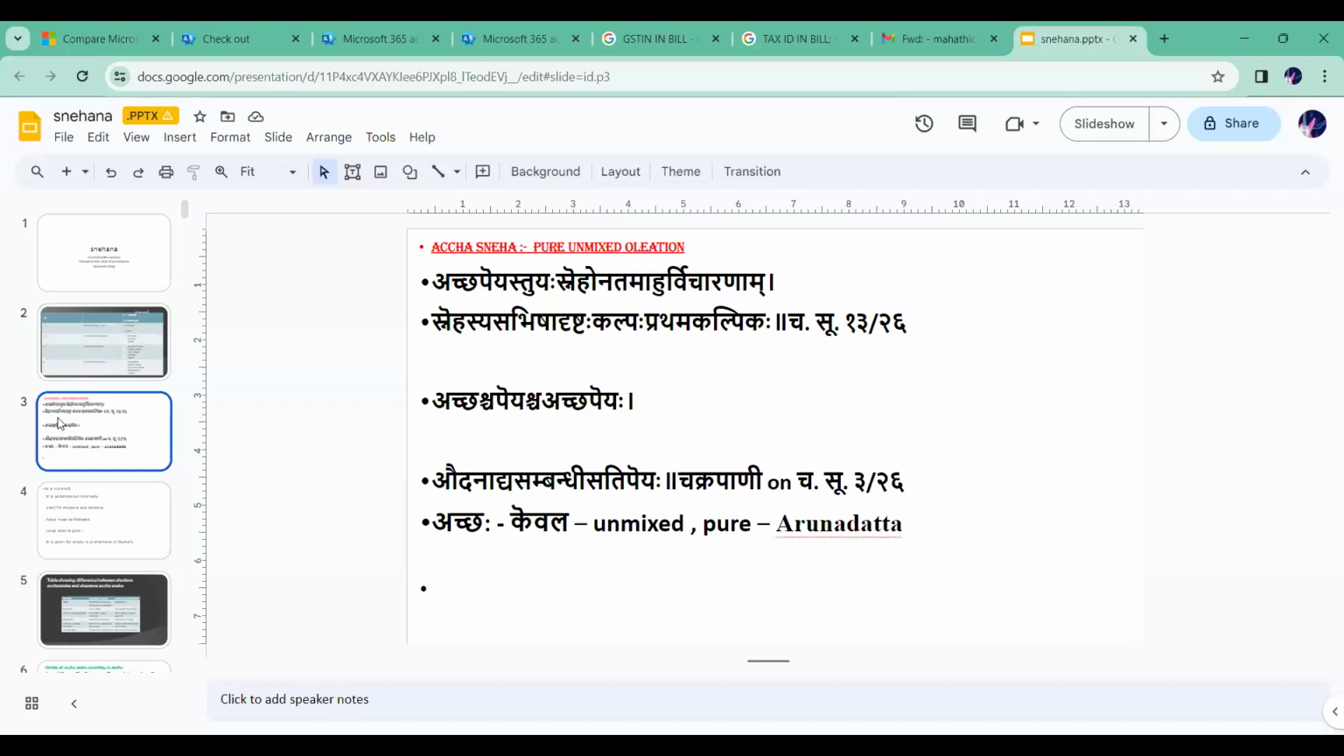Like all other Snehanas, you can use them according to the patient condition, according to the necessity. But if you want to achieve great results, Acha Peya is the only way to go. That's why they said this Pradama Kalpikaha.